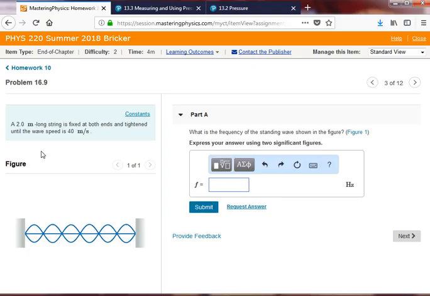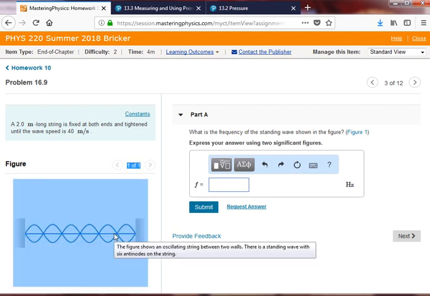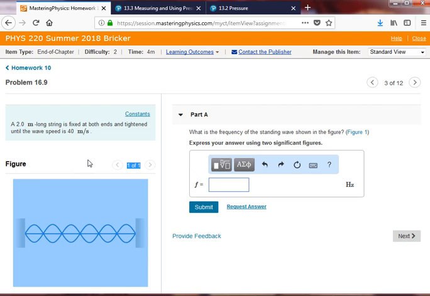Next we have a 2-meter long string fixed at both ends, as you can see in the picture here. 2 meters long, tightened till the speed is 40 meters per second. So the tighter you make it, the faster the speed will be. And we want to know what is the frequency of the standing wave shown in hertz.